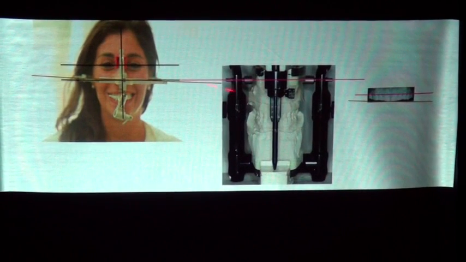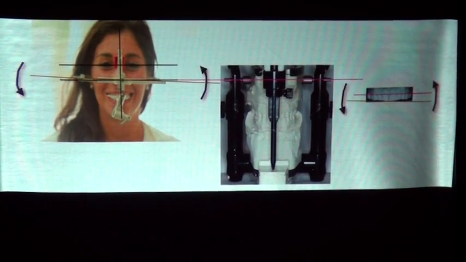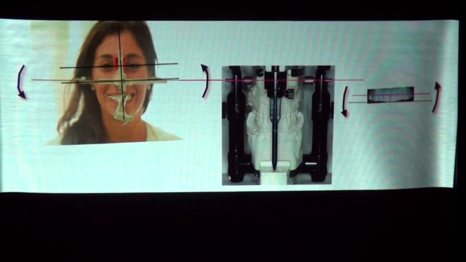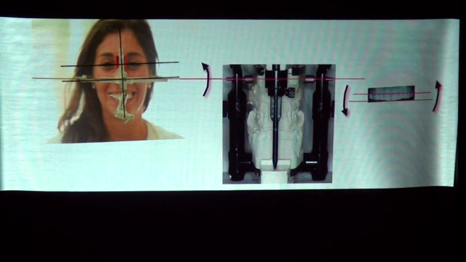is not parallel, and you hook it up to the hinge of the articulator, which is parallel to the horizontal, what happens? Now watch this, folks. You have to rotate the cast so it's not parallel to the horizontal. And what happens is you're in trouble.